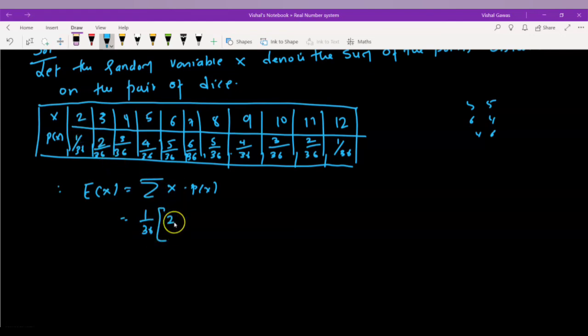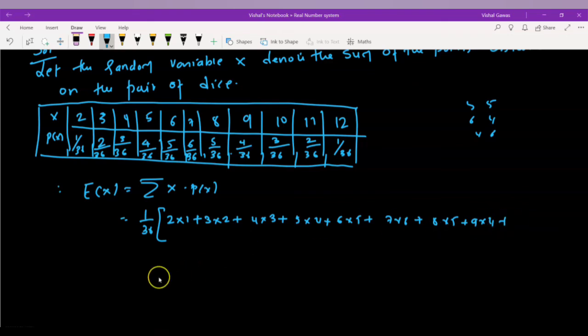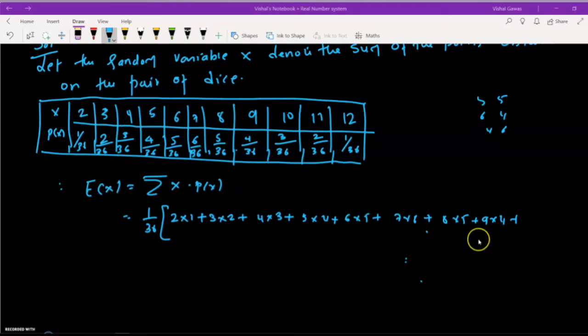So this would be 2 into 1 plus 3 into 2 plus 4 into 3 plus 5 into 4 plus 6 into 5 plus 7 into 6 plus 8 into 5 plus 9 into 4 plus 10 into 3. Just check my calculations. Plus 11 into 2 plus 12 into 1. This would be 1 over 36.